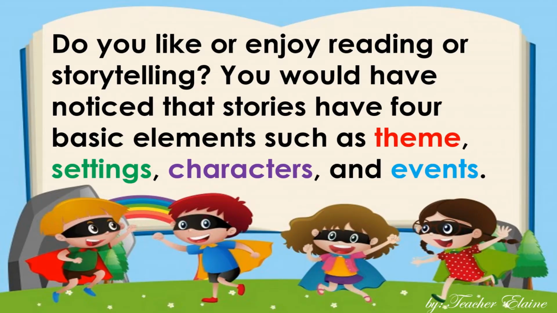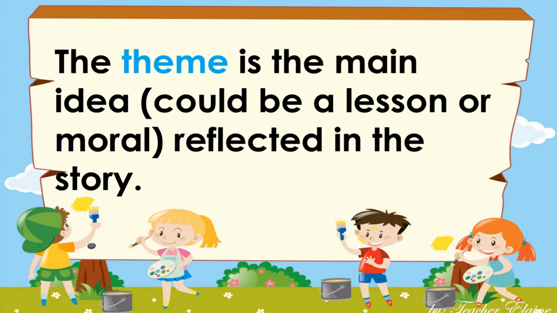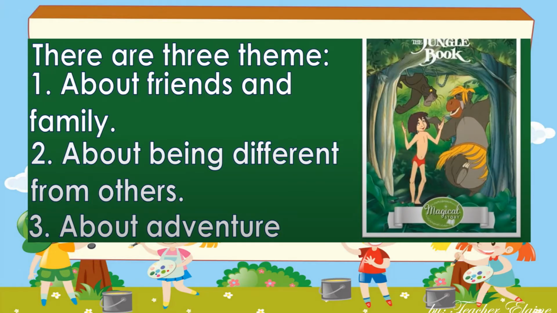The first element of the story is the theme. The theme is the main idea, could be a lesson or moral, reflected in the story. And from the story of the Jungle Book, there are 3 themes. Number 1, about friends and family. Number 2, about being different from others. And number 3, about adventure.